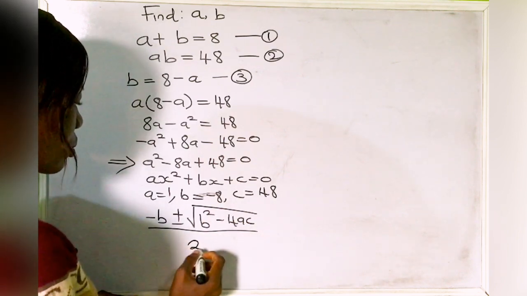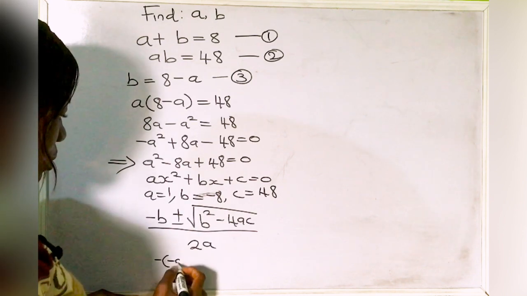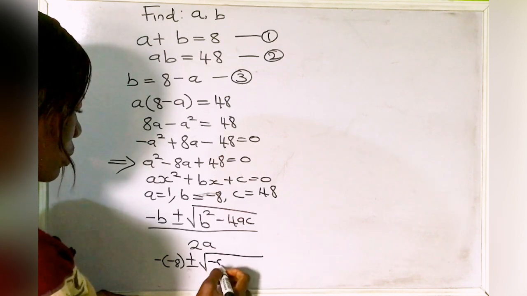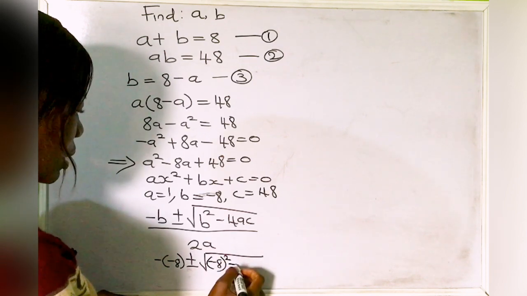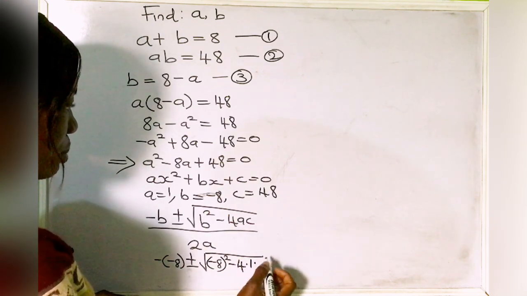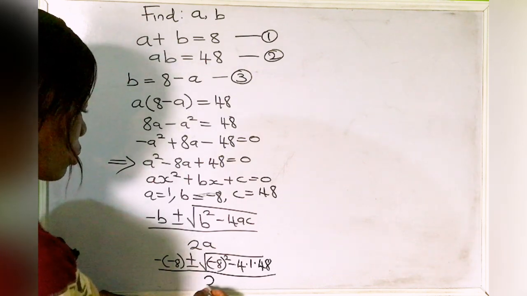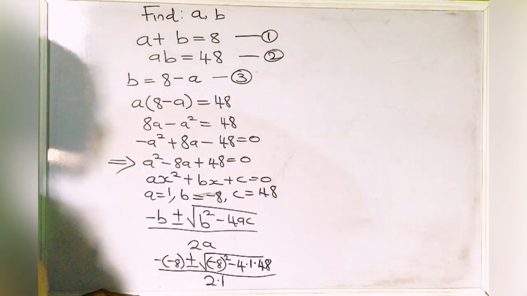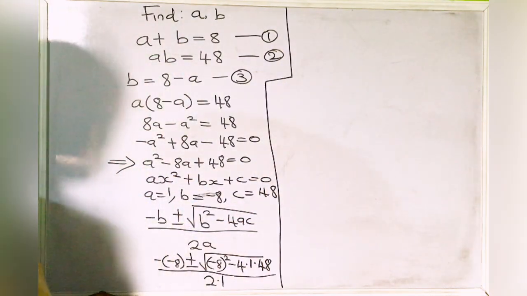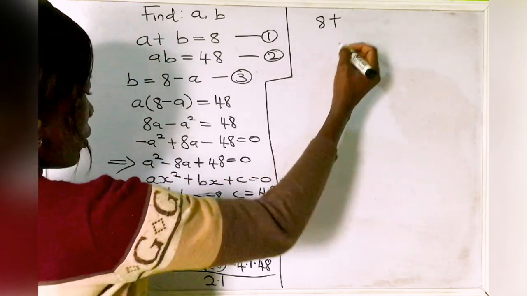over 2a. Here our b is minus 8, okay, plus or minus square root of minus 8 squared minus 4. Our a is 1 multiplied by 48, all over 2 multiplied by 1. Okay? Minus minus, you have 8. That's positive 8. Plus or minus.